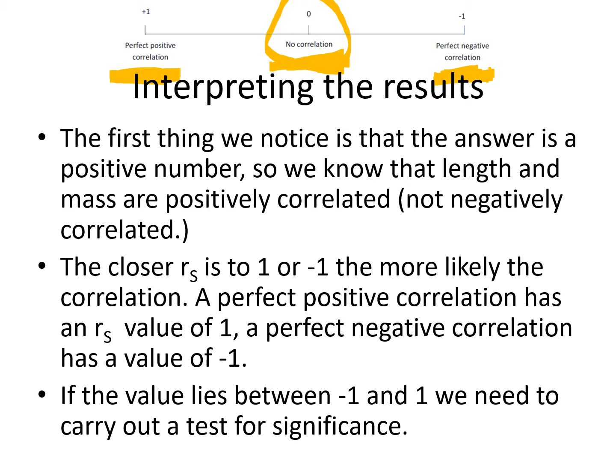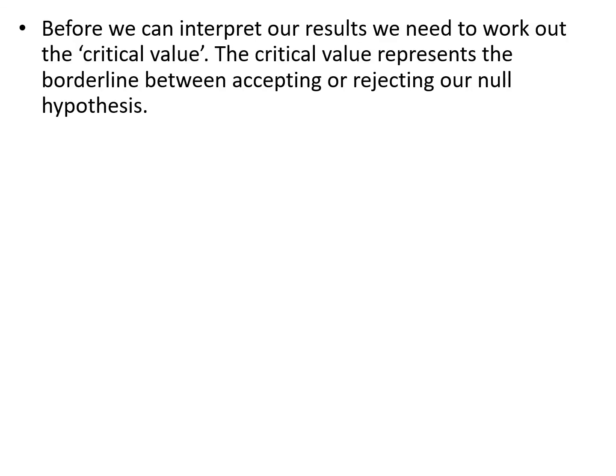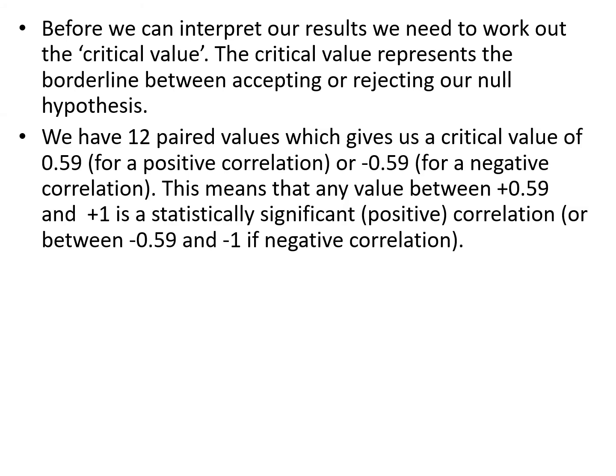Now we had 0.8 something, so ours is a positive correlation. So we want to know how close it is to 1. So the closer it is to 1, the more positive the correlation. The closer it is to 0, the less likely there is to be a correlation. So let's have a look. So we've got our critical values, and that's what we're going to use to decide whether we should be accepting or rejecting our null hypothesis.